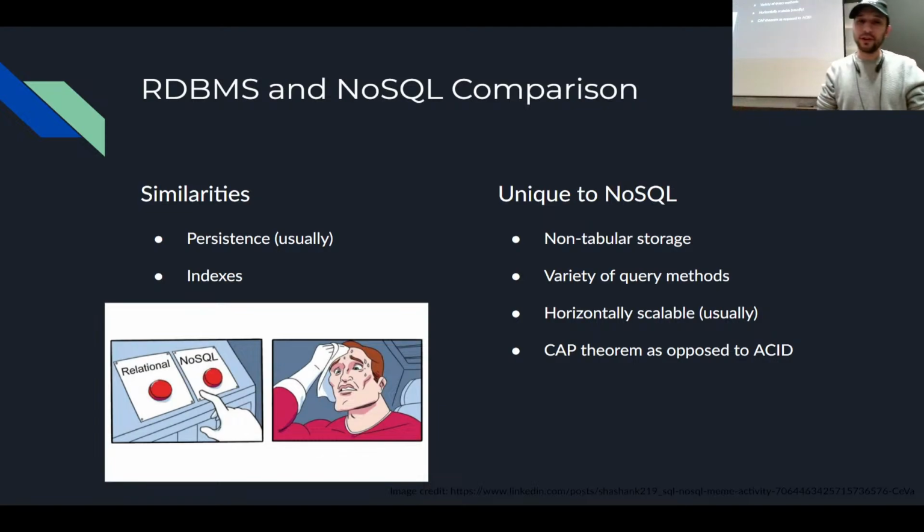So CAP theorem applies only to distributed systems. Why does this matter for NoSQL? Well, if your system is horizontally scalable, that means it's distributed. You have distributed onto multiple computers. So CAP theorem applies to distributed systems. CAP stands for consistency, availability, and partition tolerance.